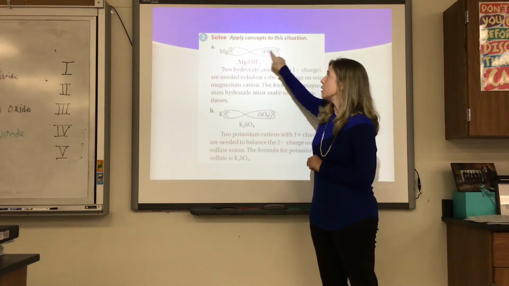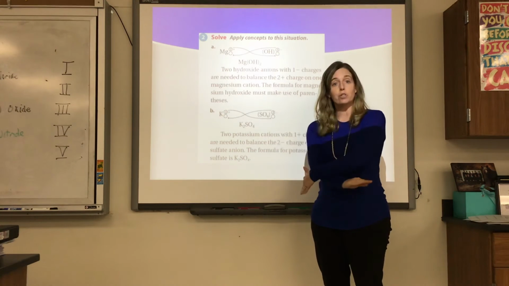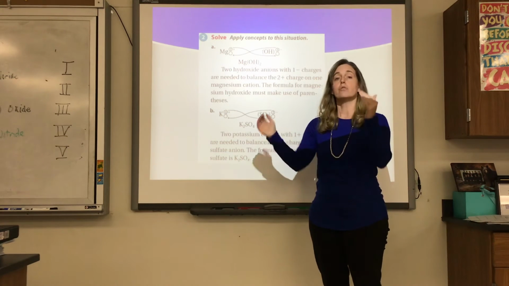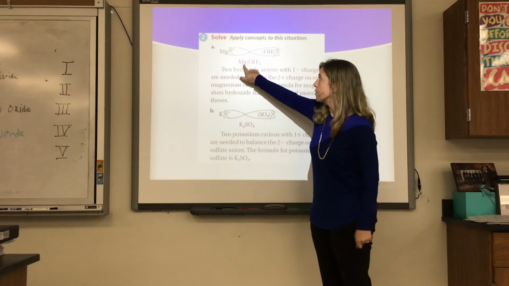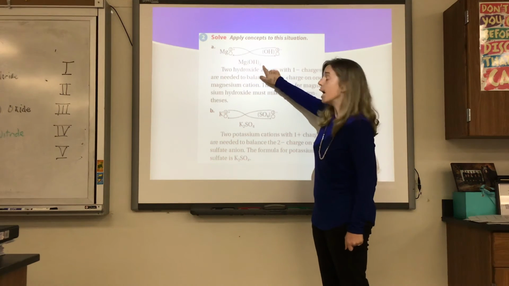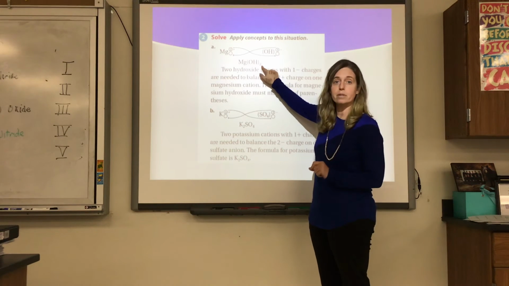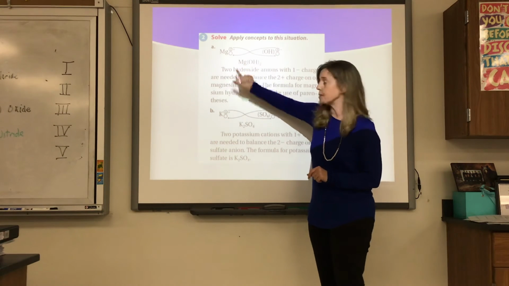A +2 and a -1 do not cancel. So remember, you're crisscrossing. You drop your charges. You never write charges at the bottom. Drop your charges and crisscross the numbers. So now I've got Mg, parentheses OH in the parentheses, and put a 2 on the outside of the parentheses. Okay, because I need 2 hydroxides to cancel 1 magnesium.